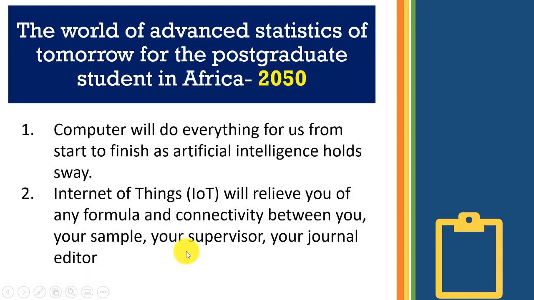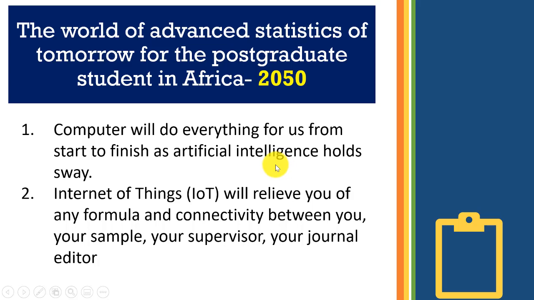Now, come with me. God keep us to 2050. Let me tell you what the world will look like. A world of advanced statistics. You will all get your PhDs in 2020, 2021, 2022, thereabouts, and then you are teaching in universities. Let me tell you what's going to happen in the future. The computer will do everything for you from start to finish because artificial intelligence will have kicked in.